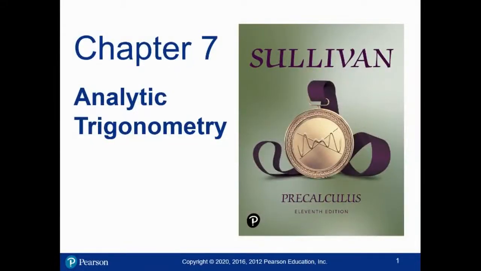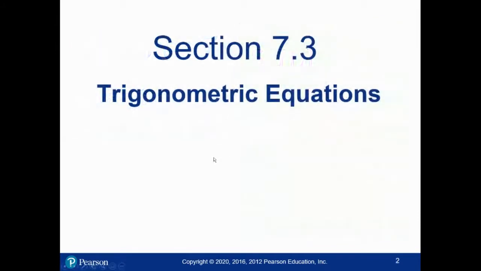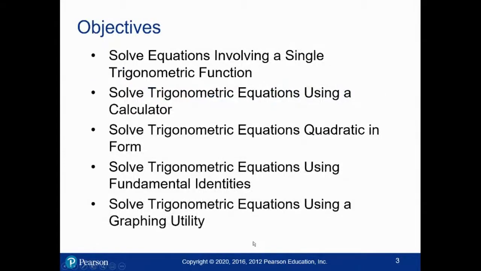So here we are back in chapter 7, moving on to section 7.3, where we're going to start working with equations involving these trigonometric functions. So we want to learn how to solve equations involving a trigonometric function, a sine or a cosine. And we might do it analytically, like by hand. We might do it using a calculator. There's a certain very specific type of problem that sometimes gets thrown at students where it's in a quadratic form.